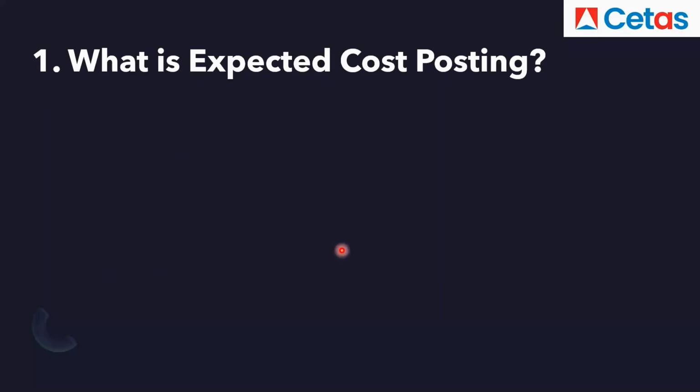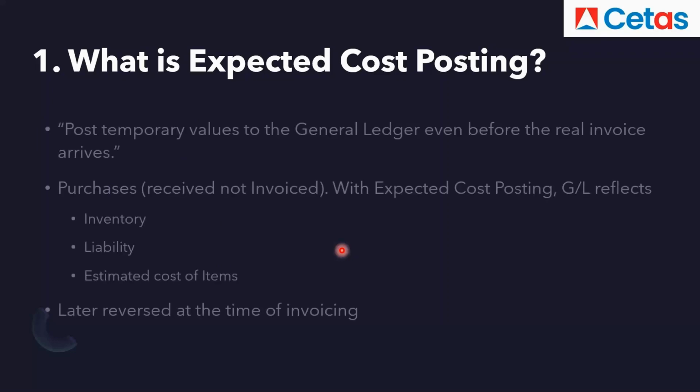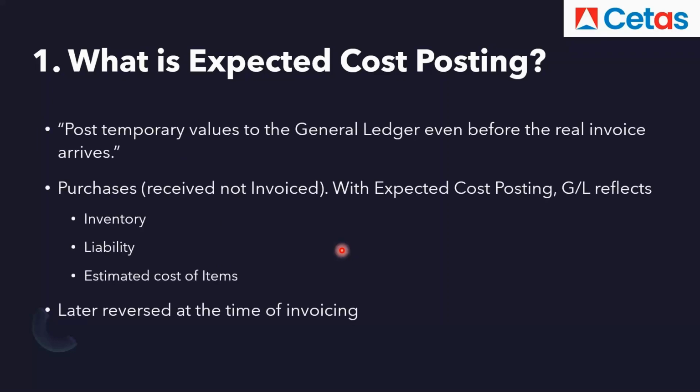What exactly is expected cost posting? Expected cost posting means posting temporary values to the general ledger even before the real invoice arrives. Let's take the case of purchases. In real business, you may receive goods today but get the supplier invoice 5 to 10 days later. Without expected cost posting, the GL shows nothing until the invoice arrives.